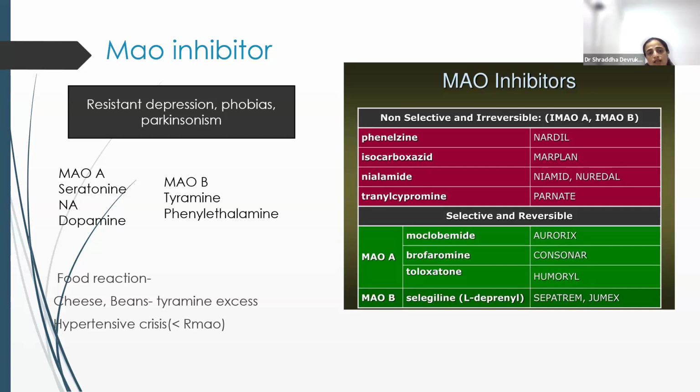Again, MAO inhibitors are the last choice when it comes to prescription, because you need to have control on food as well. Excess tyramine, like cheese, beans, avocados, all these things can precipitate a hypertensive crisis. It is more with the non-selective and irreversible ones as compared to the newer reversible MAO inhibitors.